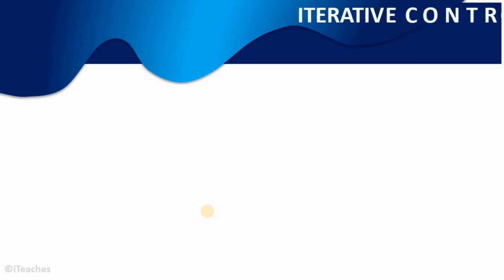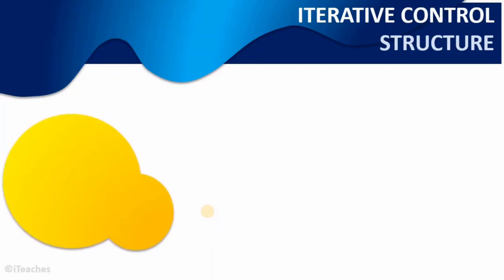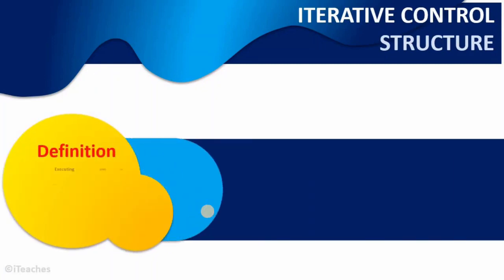So if you remember, I had asked you one question: if you have to display your name 100 times, then rather than typing the same code 100 times, what else can you do? The answer is quite simple. We can use the iterative control structure. Now, from the name only, iterative control structures.